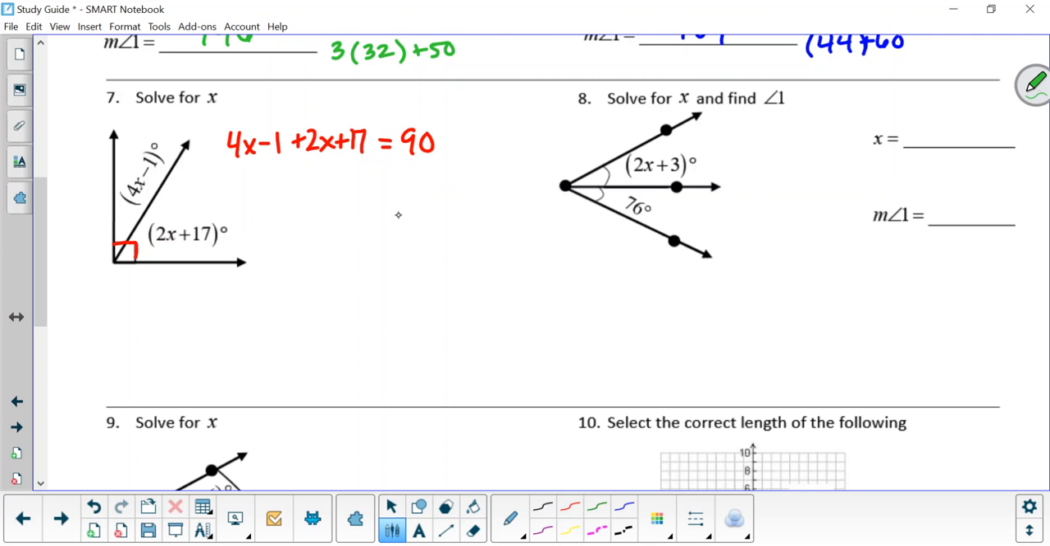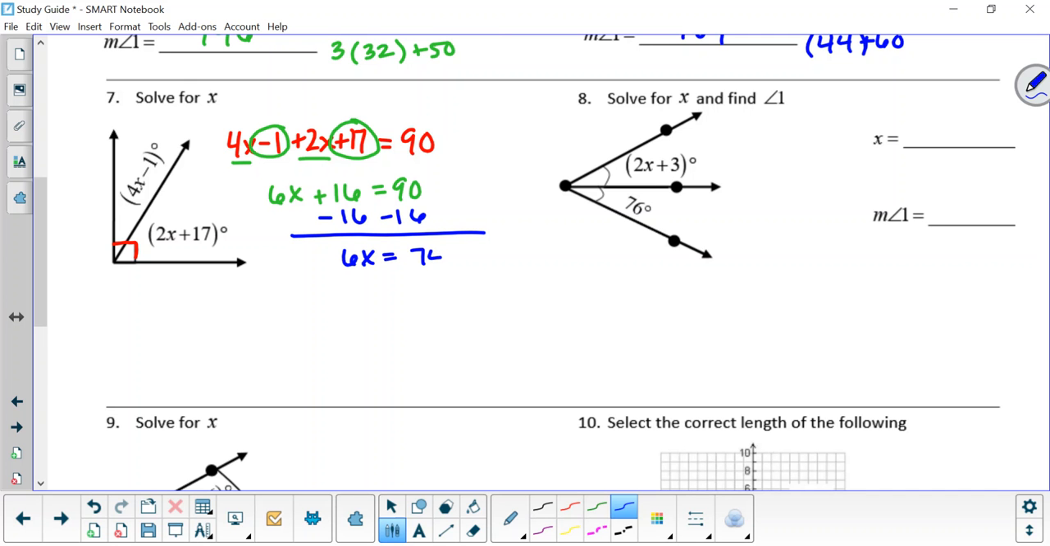Alright, so now if I combine my like terms, 4x plus 2x gives me 6x. Negative 1 plus 17 is a positive 16. That equals 90. Now if I subtract 16, 6x equals 74. Divide by 6. Here, x equals 12.3.